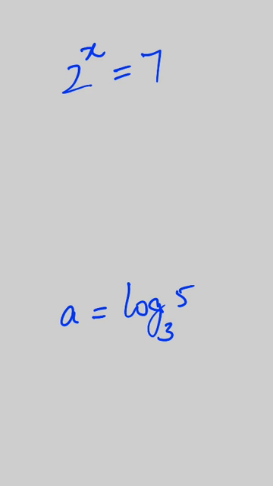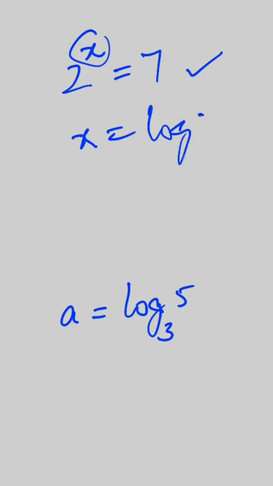Okay. And here one problem is there. 2 power x is equal to 7, exponential form. How can we write it as a logarithmic form? I told you the power always comes first, x is equal to log 7 base 2. Logarithmic form, easily we can write.